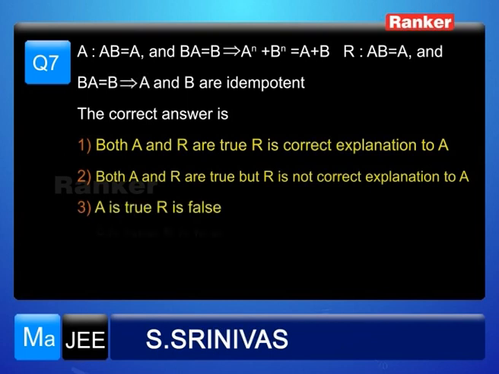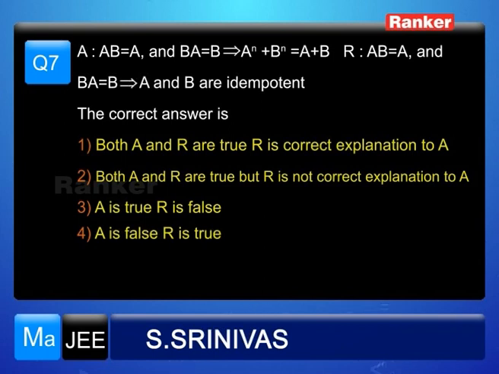Now this question is an assertion reasoning type. We have two statements A and R. We have to see whether both the statements are correct and whether one is the correct explanation for the other or not. The first statement, A, reads: AB is A and BA is B implies A power n plus B power n is equal to A plus B. The reason R says: if AB is A and BA is B, then A and B are idempotent matrices. So which of the following options are correct?